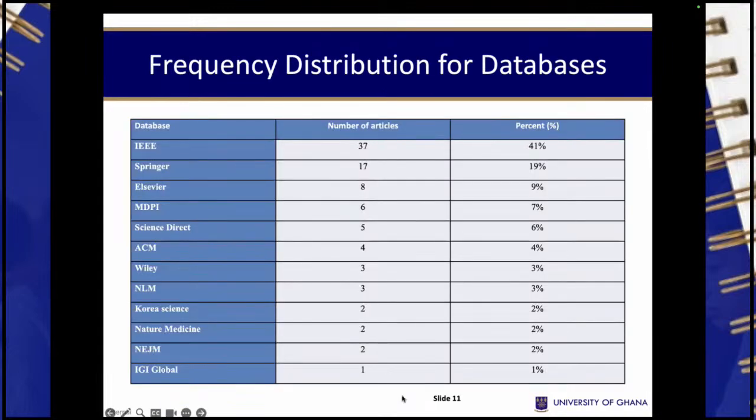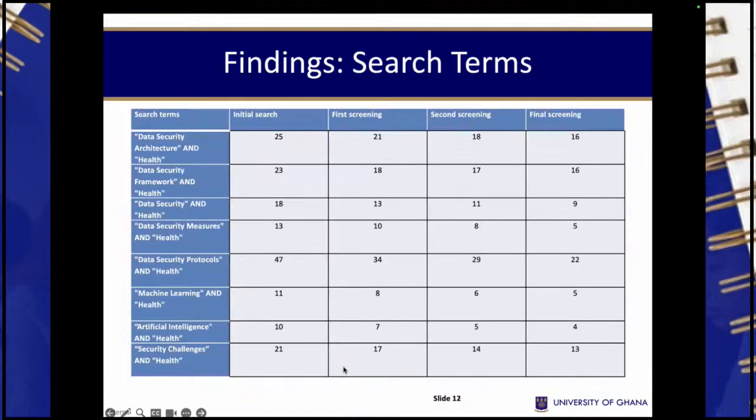So this is a frequency distribution of the databases that we used for the entire exercise. We have the IEEE, Institute of Electrical and Electronics Engineers. We have some documents also from Springer. Then we have those from Korea Science, Natural Medicine, and a whole lot. So we have the percentages of them, and the highest is coming from the IEEE at 41%, and the least one is coming from the Information Resources Management Global, which gives us 1%.